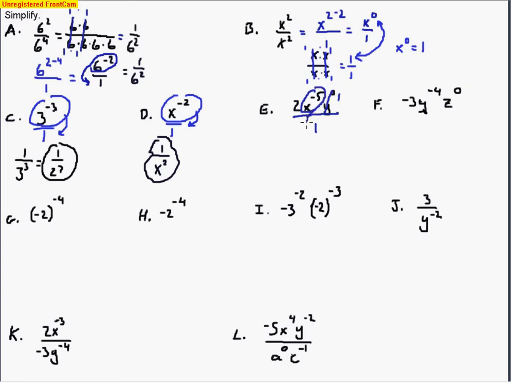And these will go down below, and then we'll have our answer. So we have 2 over x to the 5th power. And there is our answer, just like that. So, again, all you're going to do on these problems is just simplify it by getting rid of anything to the 0 power, and negative exponents, just take the reciprocal.